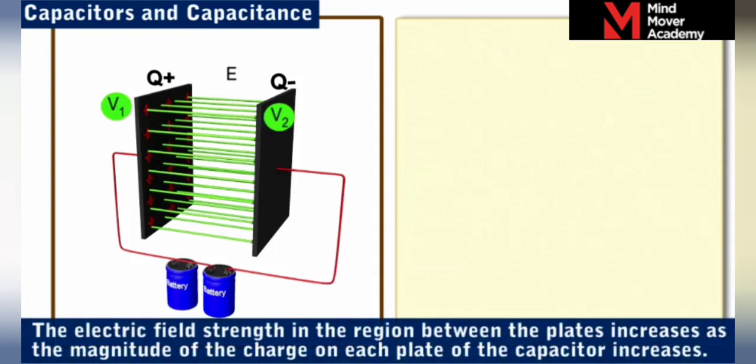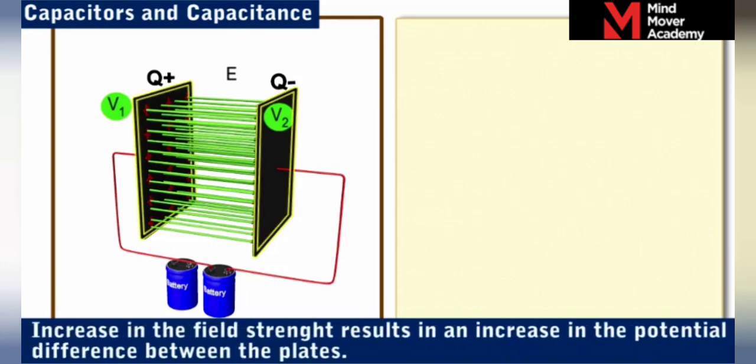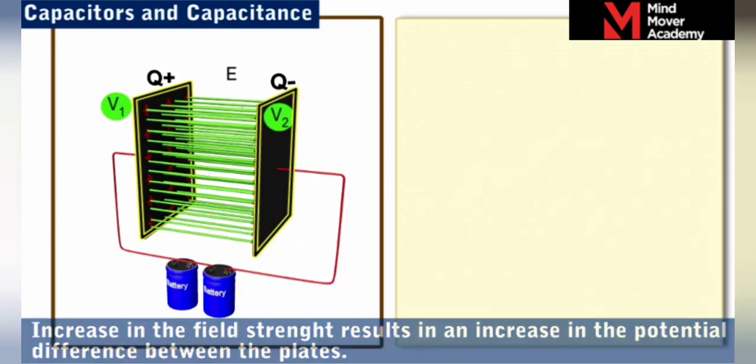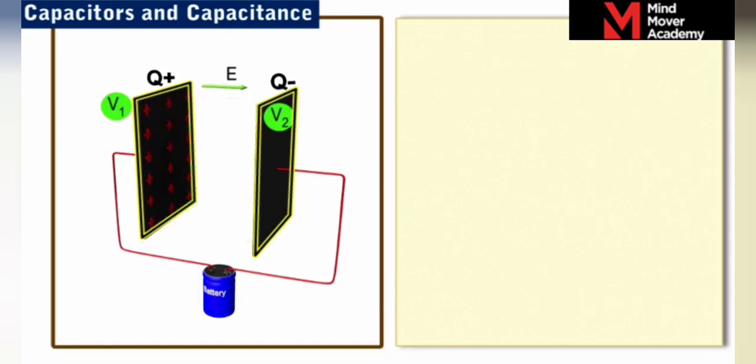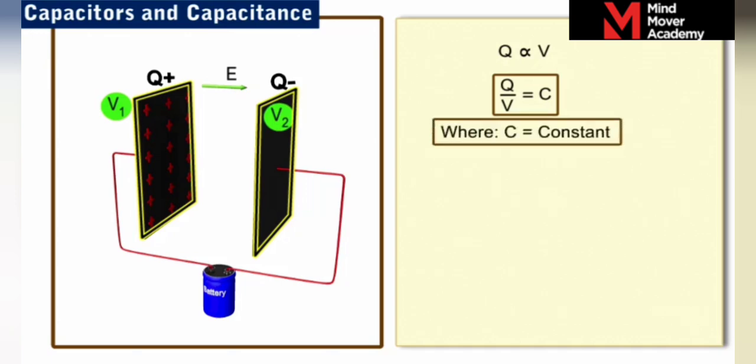The electric field strength in the region between the plates increases as the magnitude of the charge on each plate of the capacitor increases. Then, the potential difference between the plates also increases. Since the potential difference V between the plates increases linearly with the charge on the capacitor, Q and V are proportional. Hence, the ratio Q by V is equal to C, where C is a constant, which is the capacitance of the capacitor concerned.